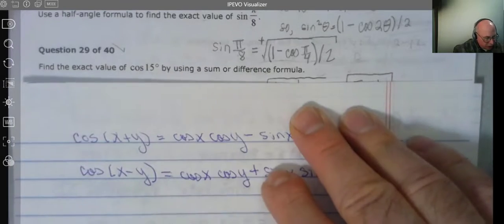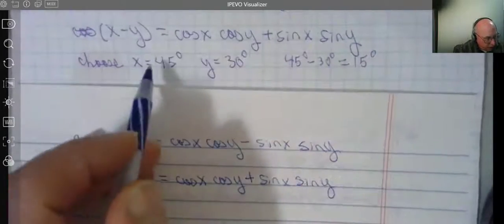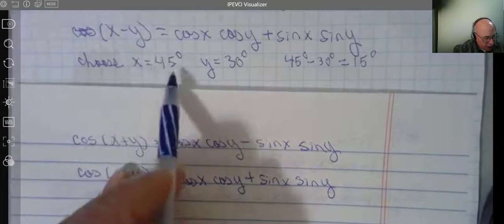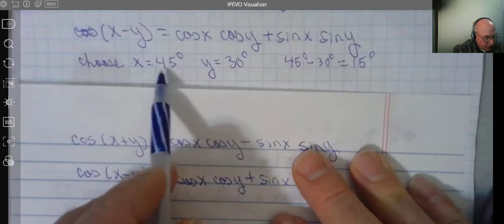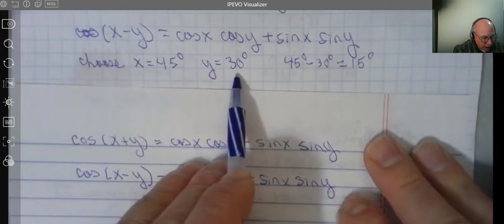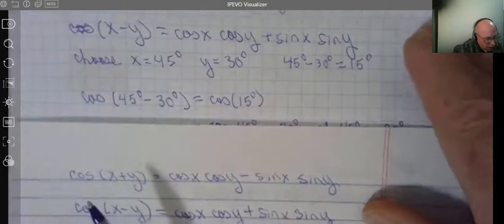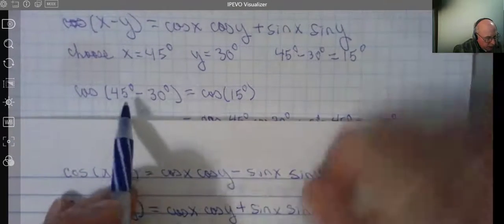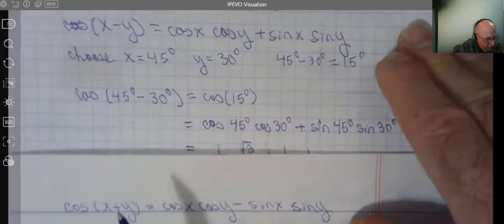Use the sum or the difference formula. Okay, so let's solve that problem. Here's our difference formula copied out, and in order to get 15 degrees in here, we pick two angles that differ by 15 degrees. Well, 45 degrees, that's a special angle. 30 degrees, that's a special angle, and 45 degrees minus 30 degrees is 15 degrees. So it works just fine to compute cosine of 15 degrees as cosine of 45 degrees minus 30 degrees.